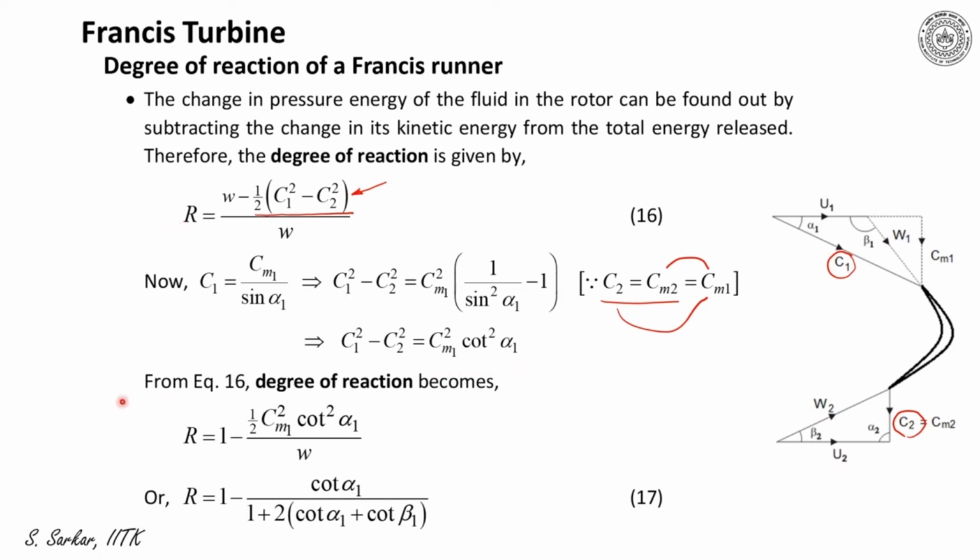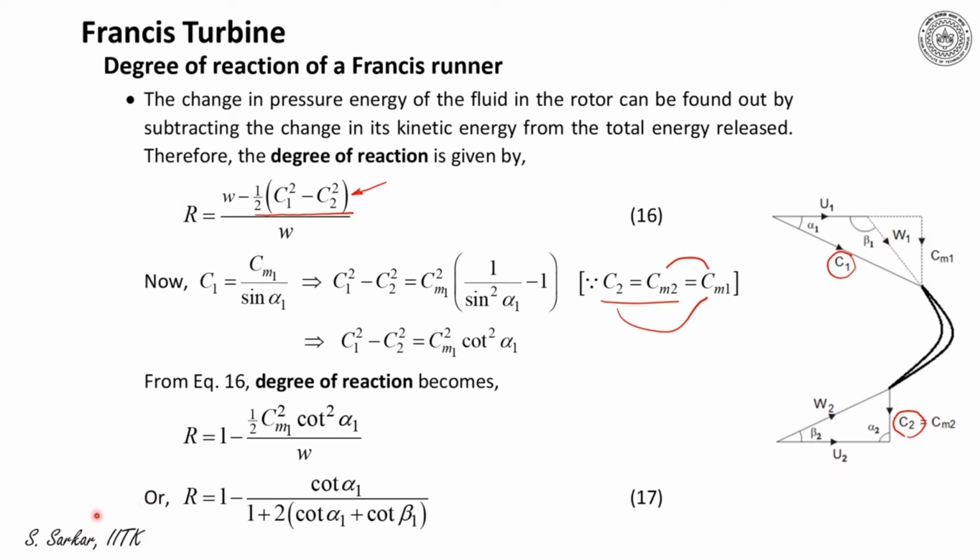Now, from equation 16, the degree of reaction becomes R is equal to 1 minus half Cm1 squared into cot squared alpha 1 divided by W. Thus, R equals 1 minus cot alpha 1 divided by 1 plus twice cot alpha 1 plus cot beta 1. That is equation number 17. Thus, equation number 17 is an important relation which gives the expression for degree of reaction.